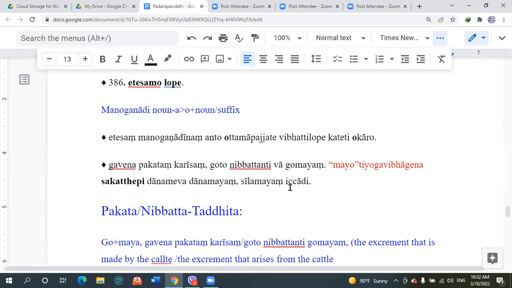So what about this? The Ete Sang is explained as the Manoganadi Nang, and let's see, Gosadasa as well. So it's going to be like ete sang manoganadi nang ca go sadasa ca. I think that in the Gosa tradition it is not Gosa, right? And then the O is explained as the Otama Pachate. And then Lope is explained as the Vipati Lope Kate. But the Padarūpasiddhi fails to say it like this.